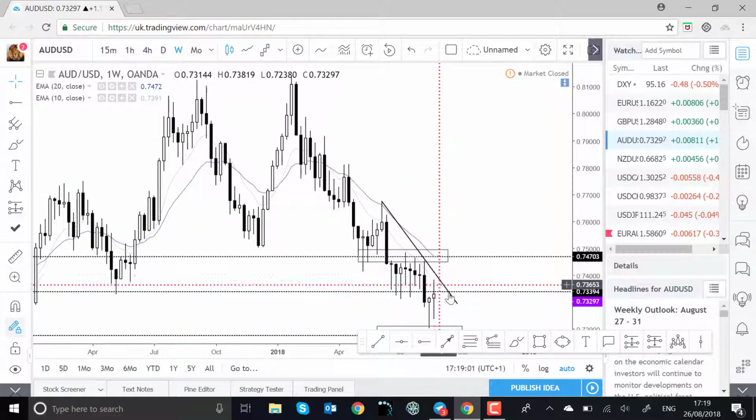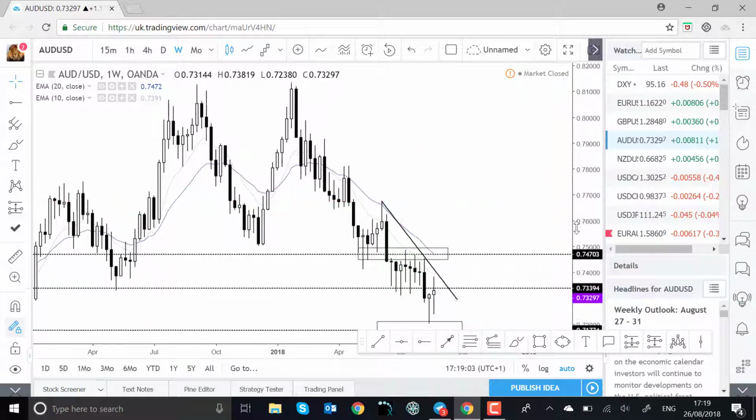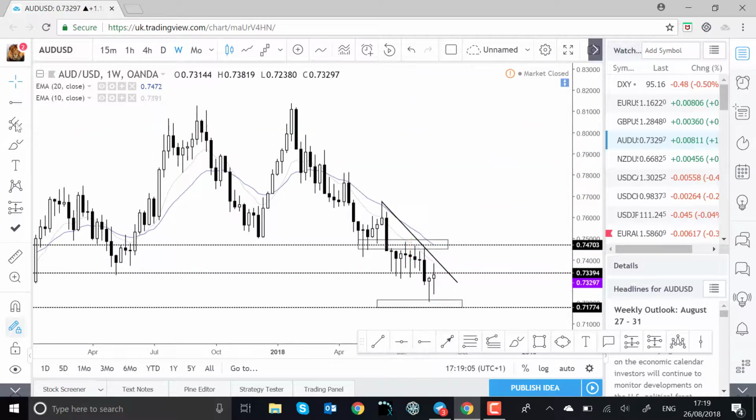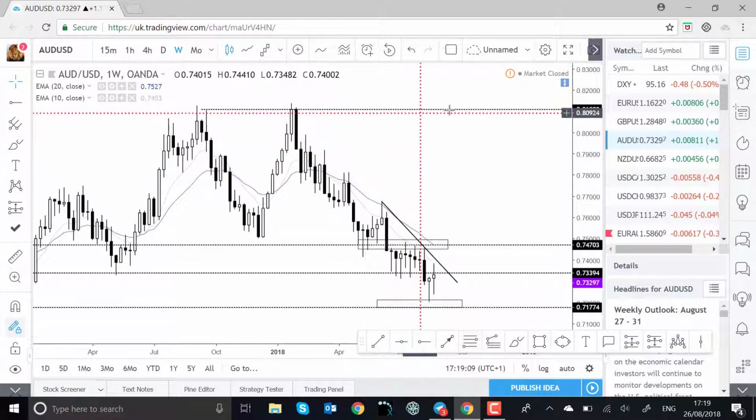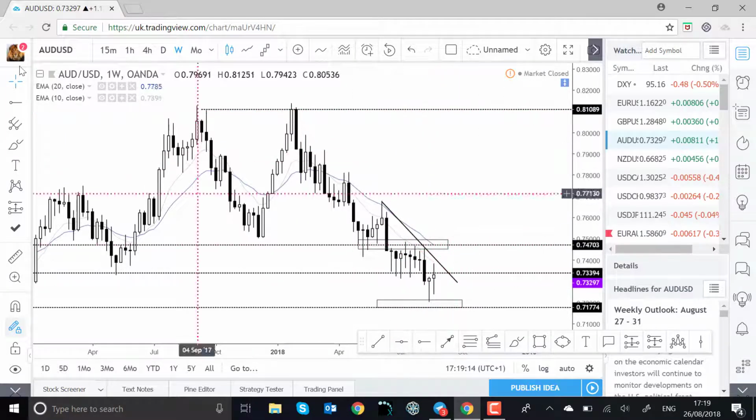So if we do break out this weekly trend line just in here, we could see further upside in this market. You know, if the dollar significantly weakens, we could be seeing the highs of back up in here at the 8100s. So that could be interesting to look for.